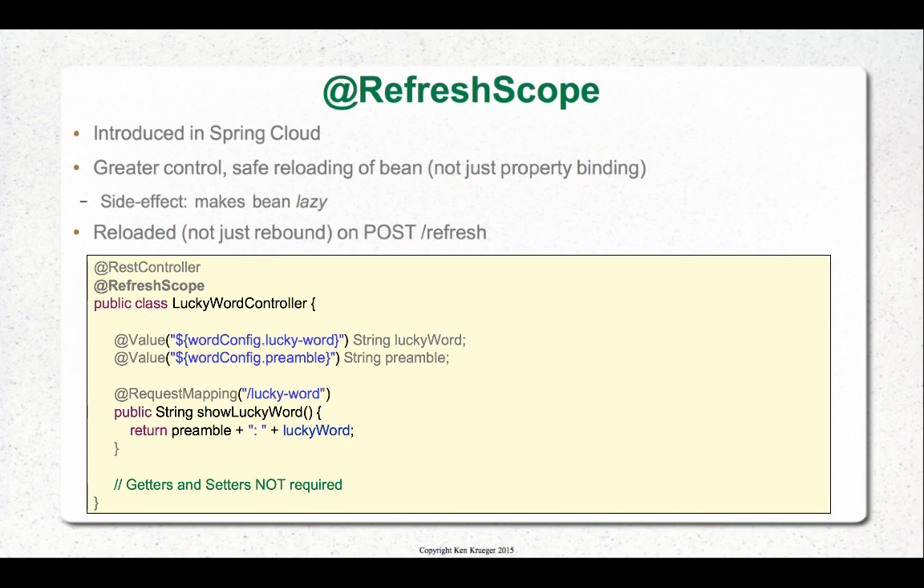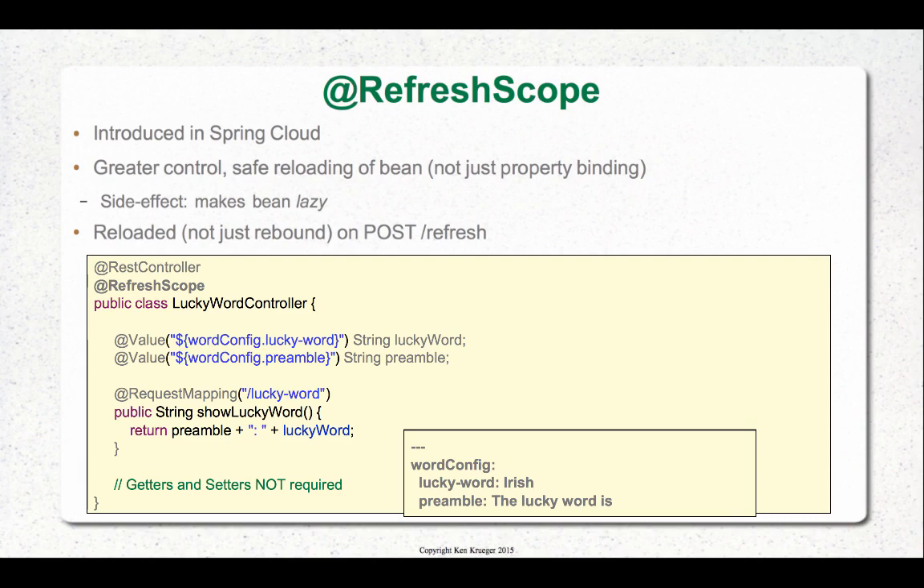You can also see that I've reverted back to @Value annotations. We can use configuration properties with refresh scope, but this just helps illustrate the differences more clearly. With the @Value annotations, I don't really need getters and setters, but I do lose the relaxed property binding that was provided by Spring Boot.